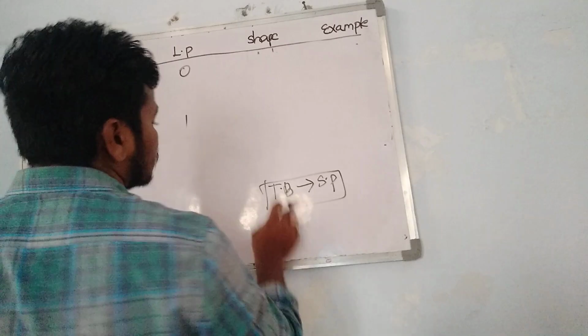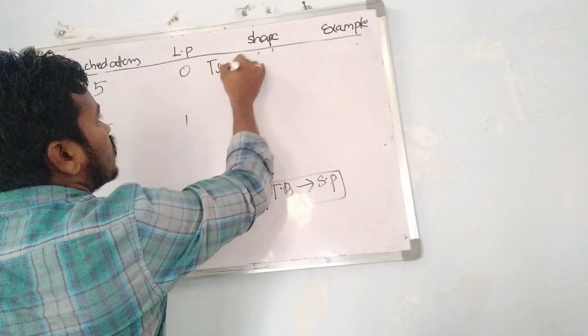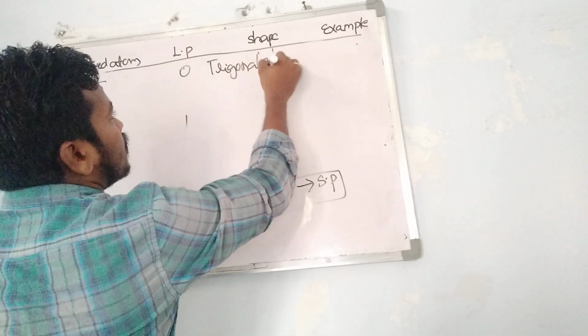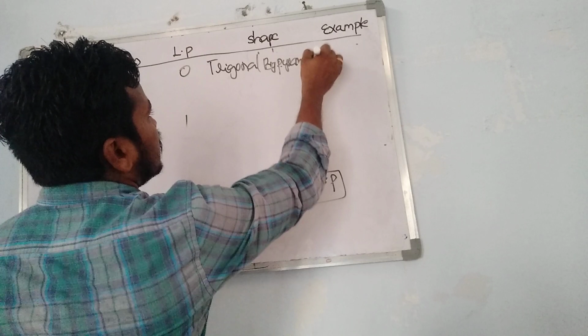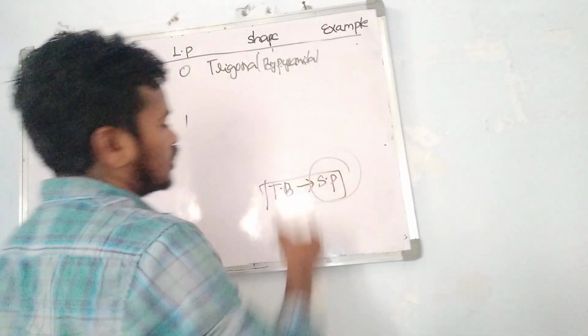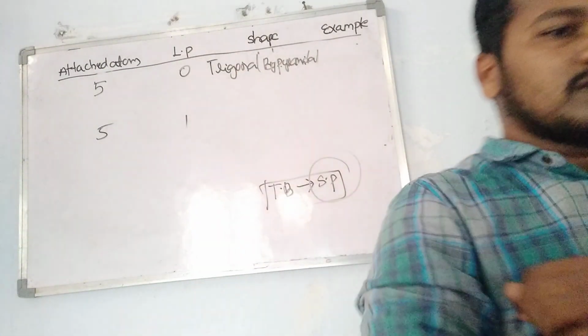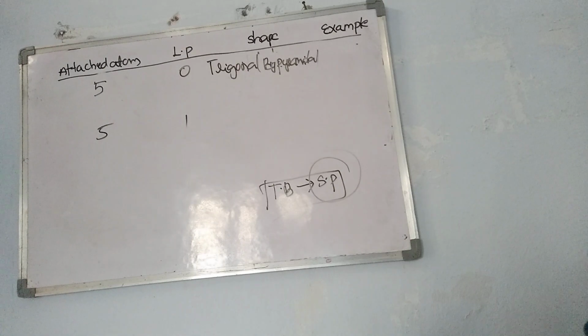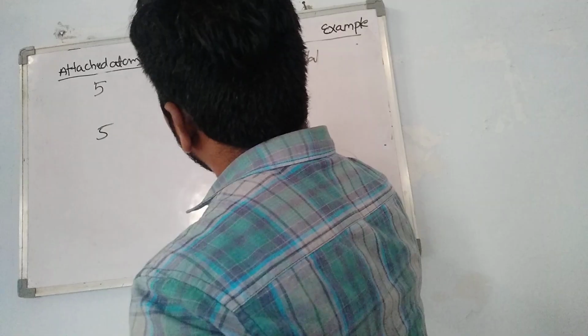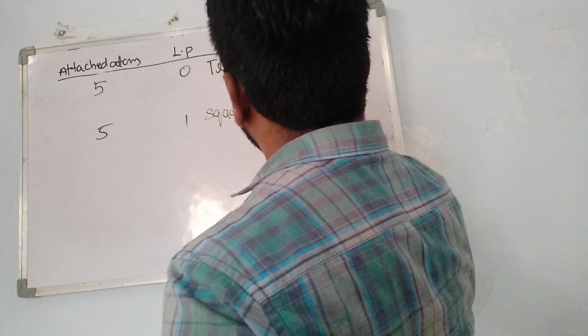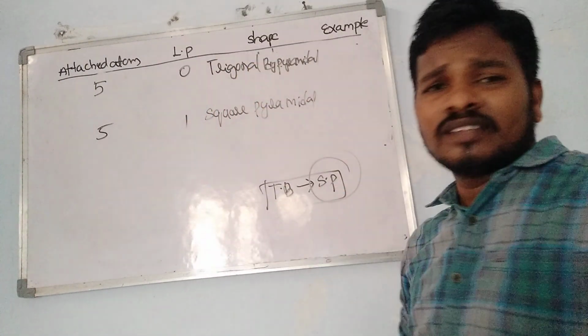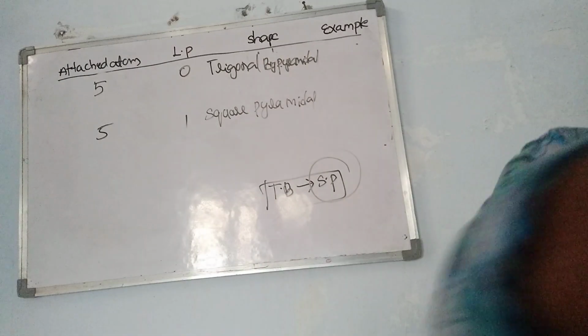So here TB is nothing but trigonal bipyramidal. Trigonal bipyramidal. SP is nothing but square pyramidal. Square pyramidal. So you can make it a shortcut like this, and then you can remember very easily.